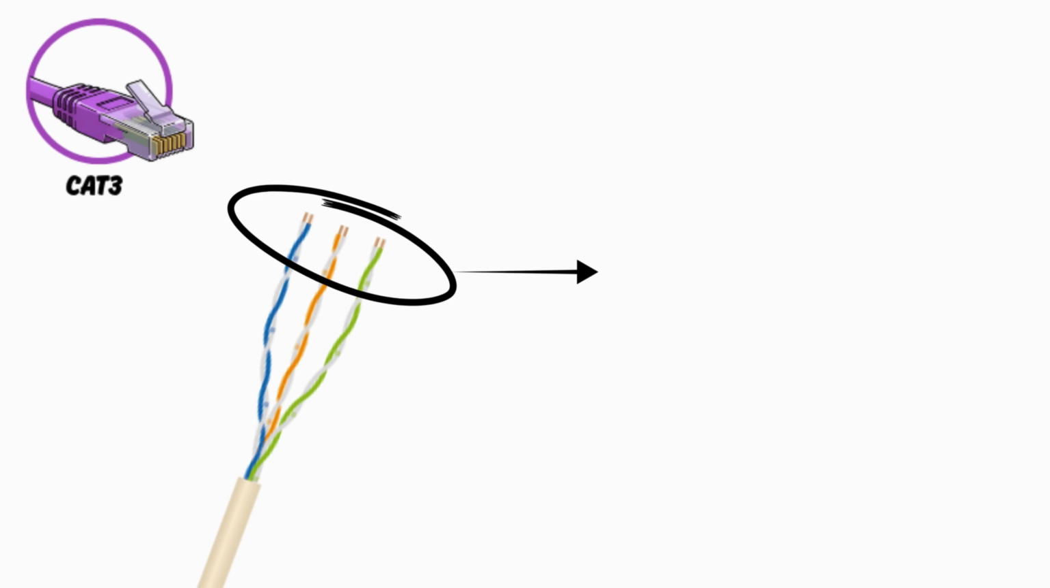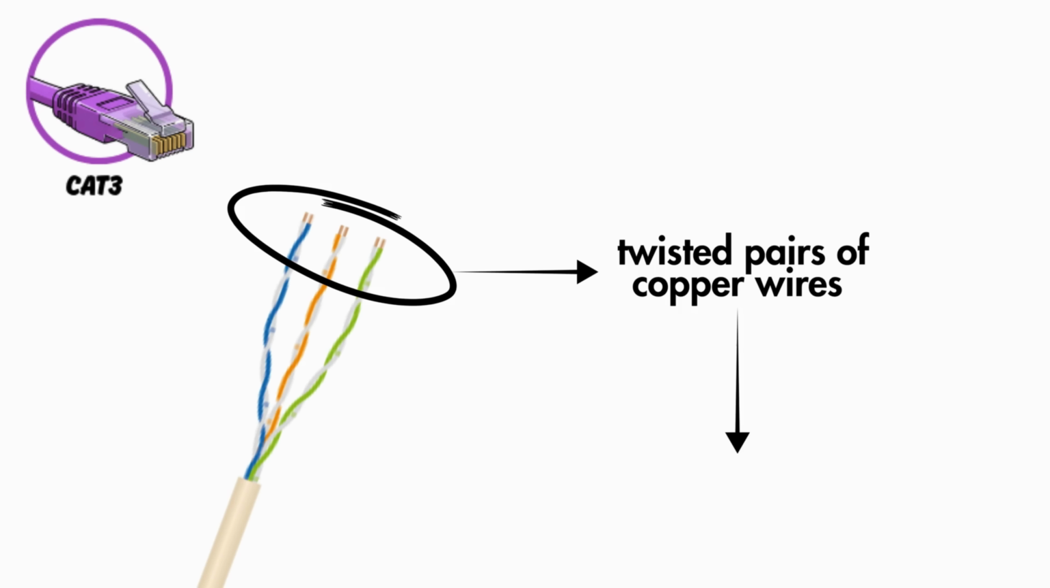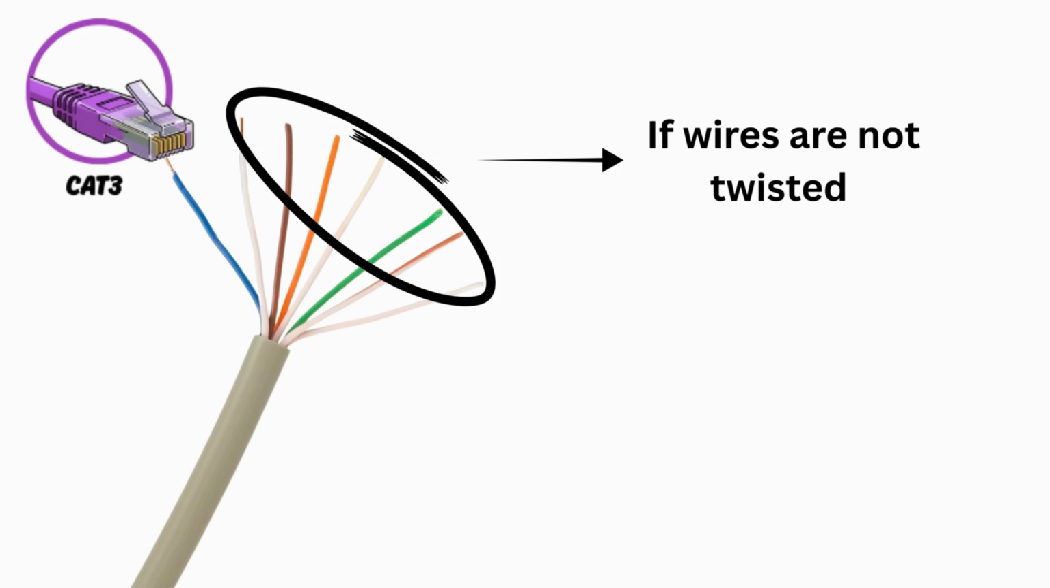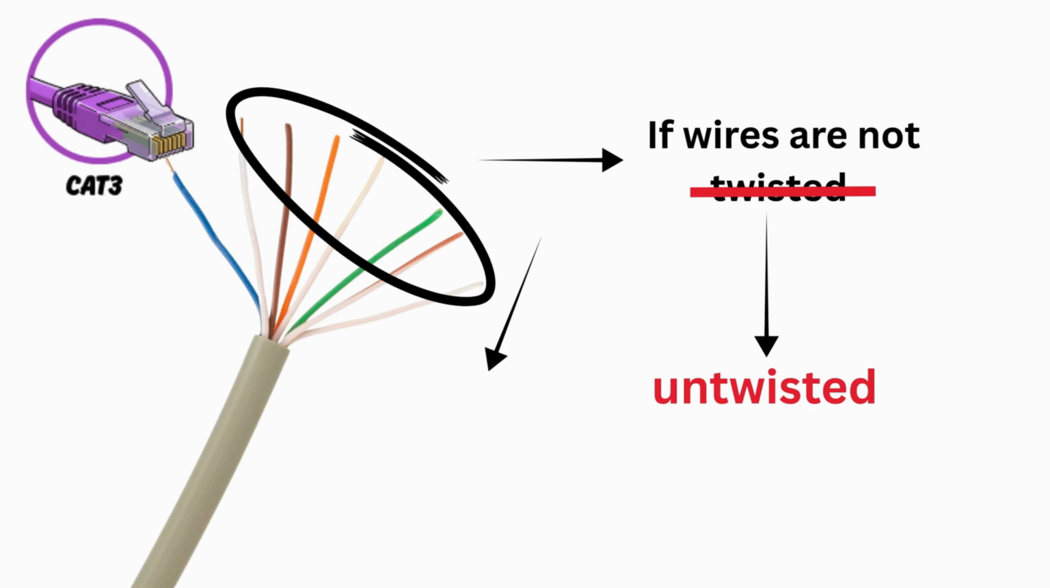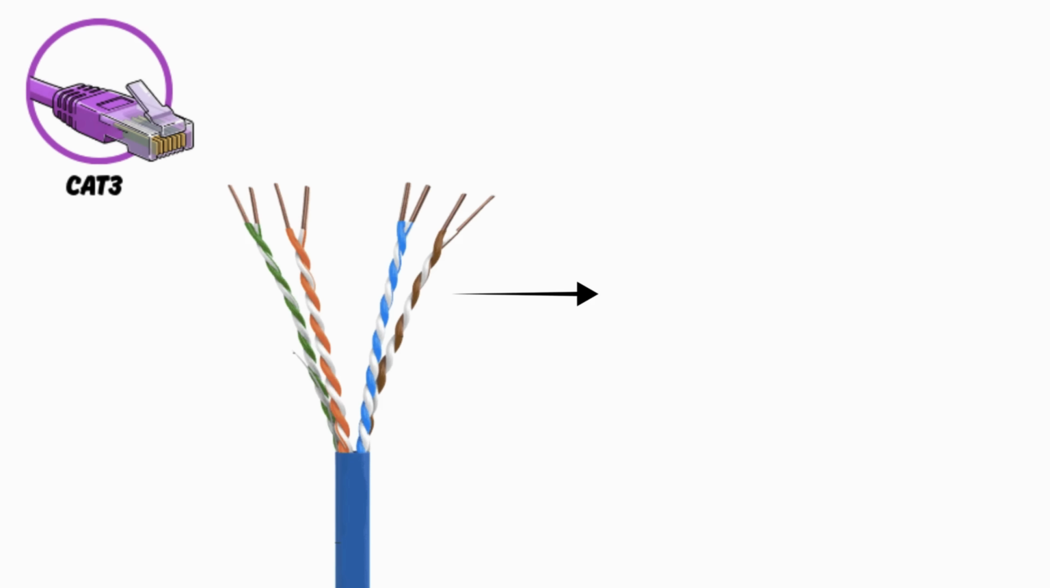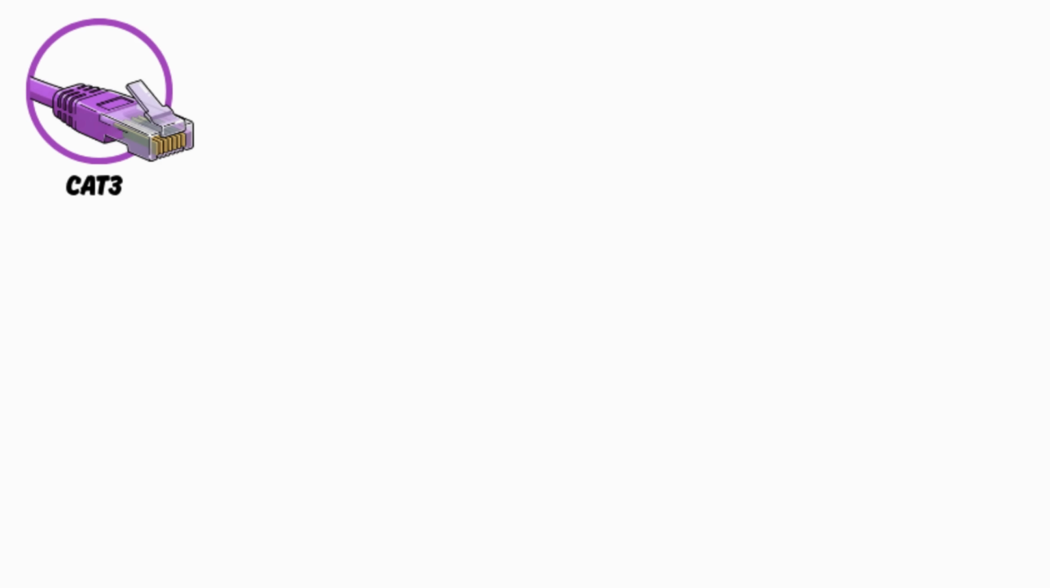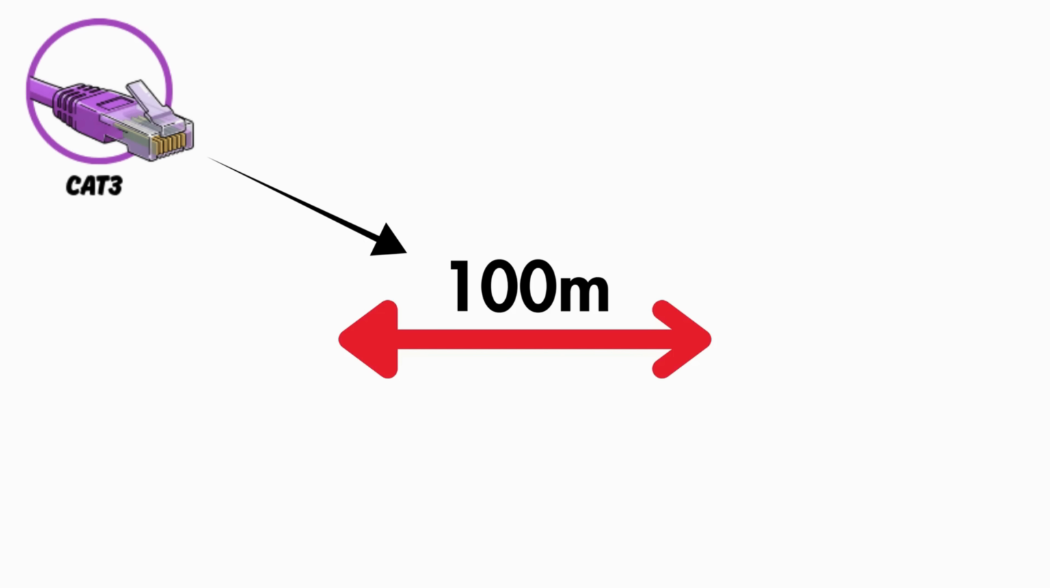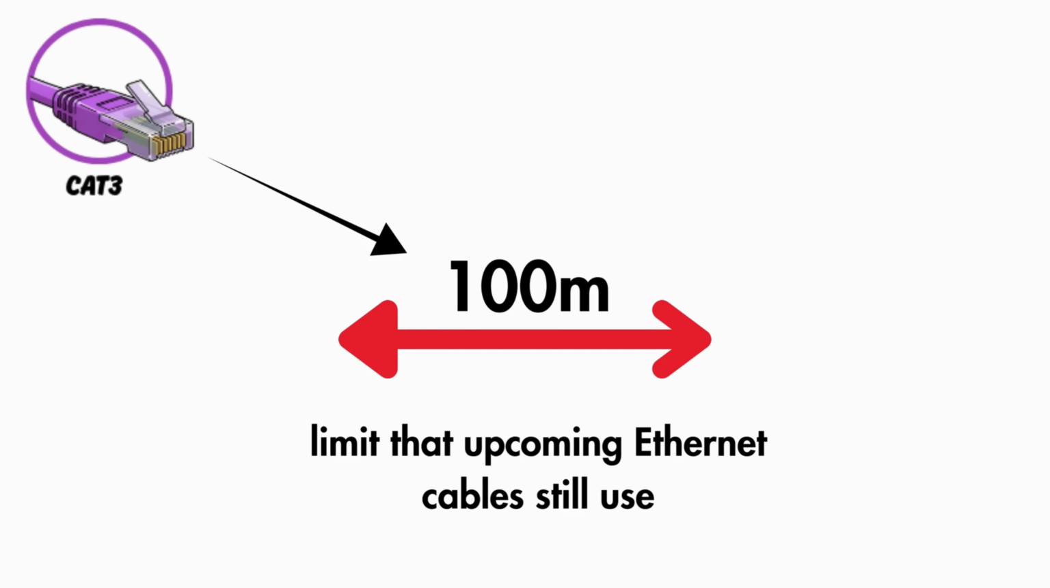Inside CAT 3, you'll find twisted pairs of copper wires. These twists help reduce electrical noise and interference. If wires are not twisted, called untwisted, signals can leak or get mixed, causing slow or unstable connections. So twisting was a simple but smart improvement. CAT 3 can run up to 100 meters, a distance limit that future Ethernet cables still use.